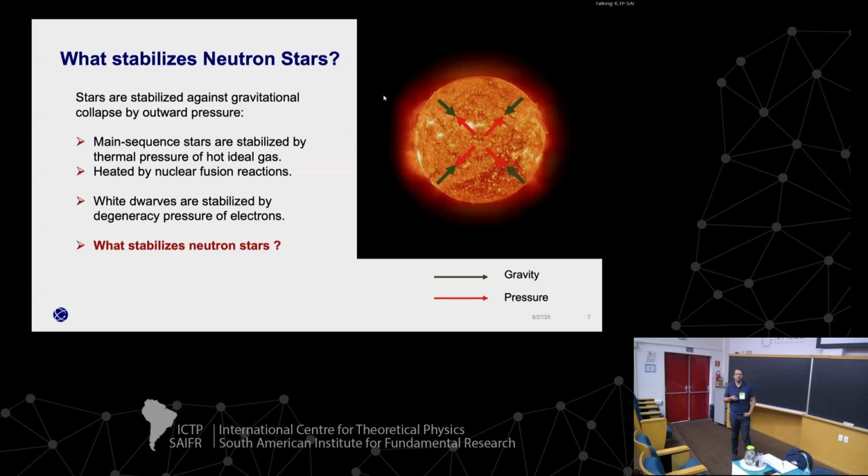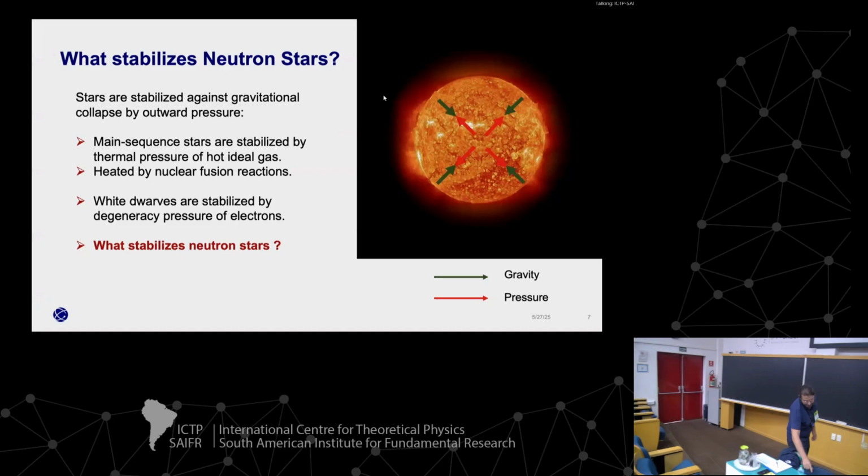Maybe most of you have heard, our sun will become a white dwarf. Basically, a white dwarf is a system that is stabilized by the degeneracy pressure of electrons. So you have electrons in the system. You increase the density. At some point, the electrons don't want to be close to each other, and they exert some degeneracy pressure. But what stabilizes neutron stars?